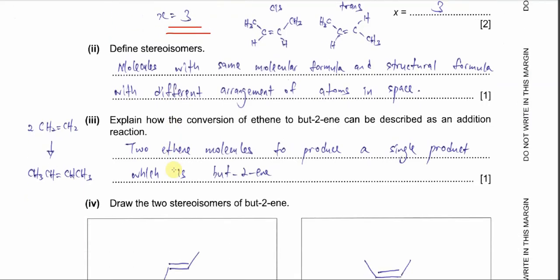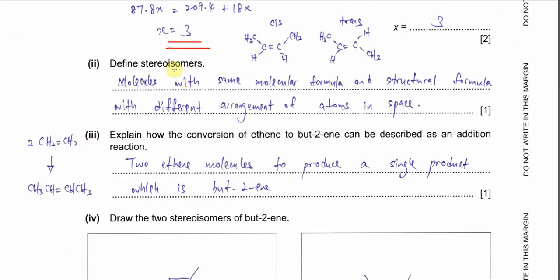For this part 2 now, define stereoisomers. For stereoisomers, we have two types. One is the geometric isomers, and another one is the optical isomers. Now it's asking for stereoisomers, meaning it could be both. So we need to use the different arrangement of atoms in space to define this. So what does stereoisomer mean? They are molecules with the same molecular formula and structural formula.